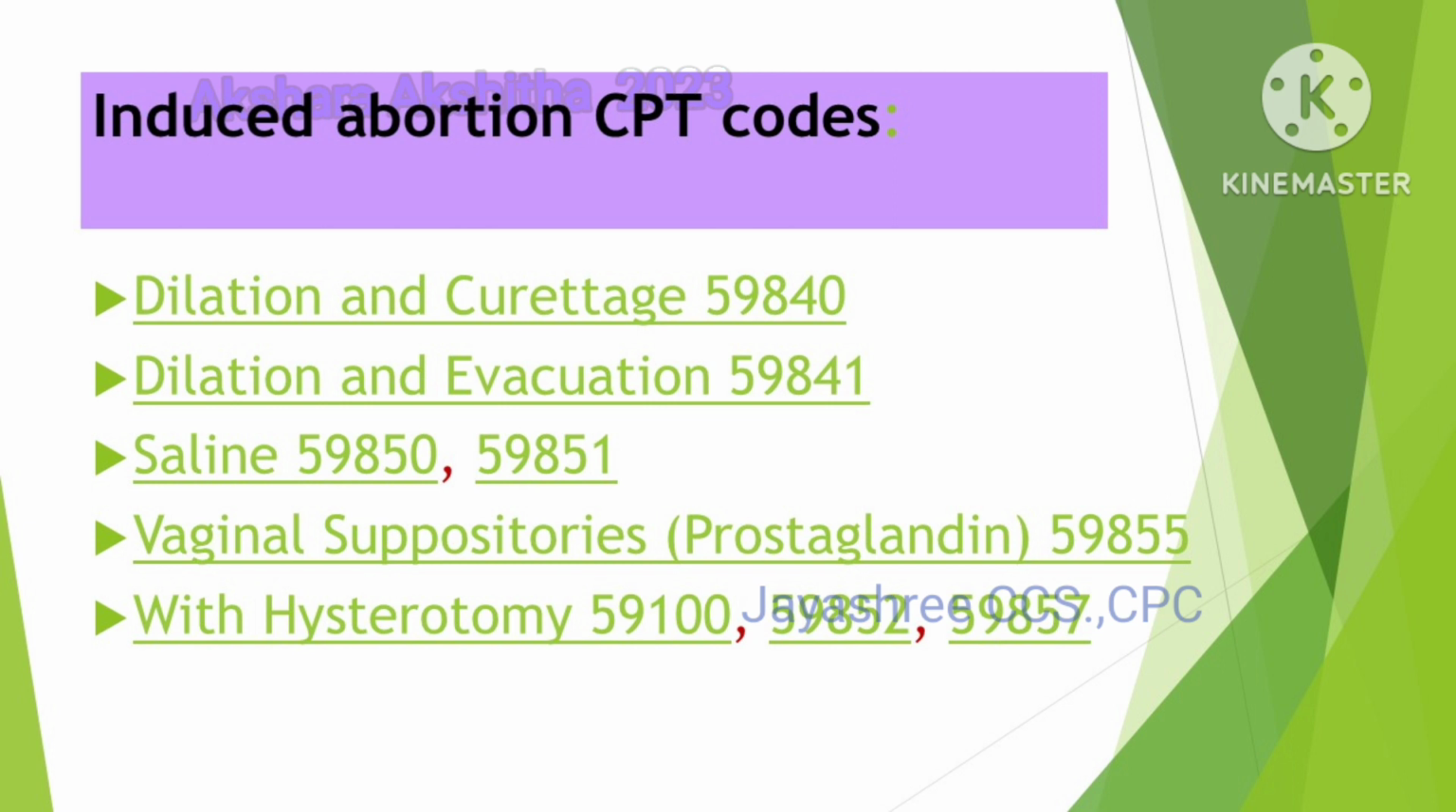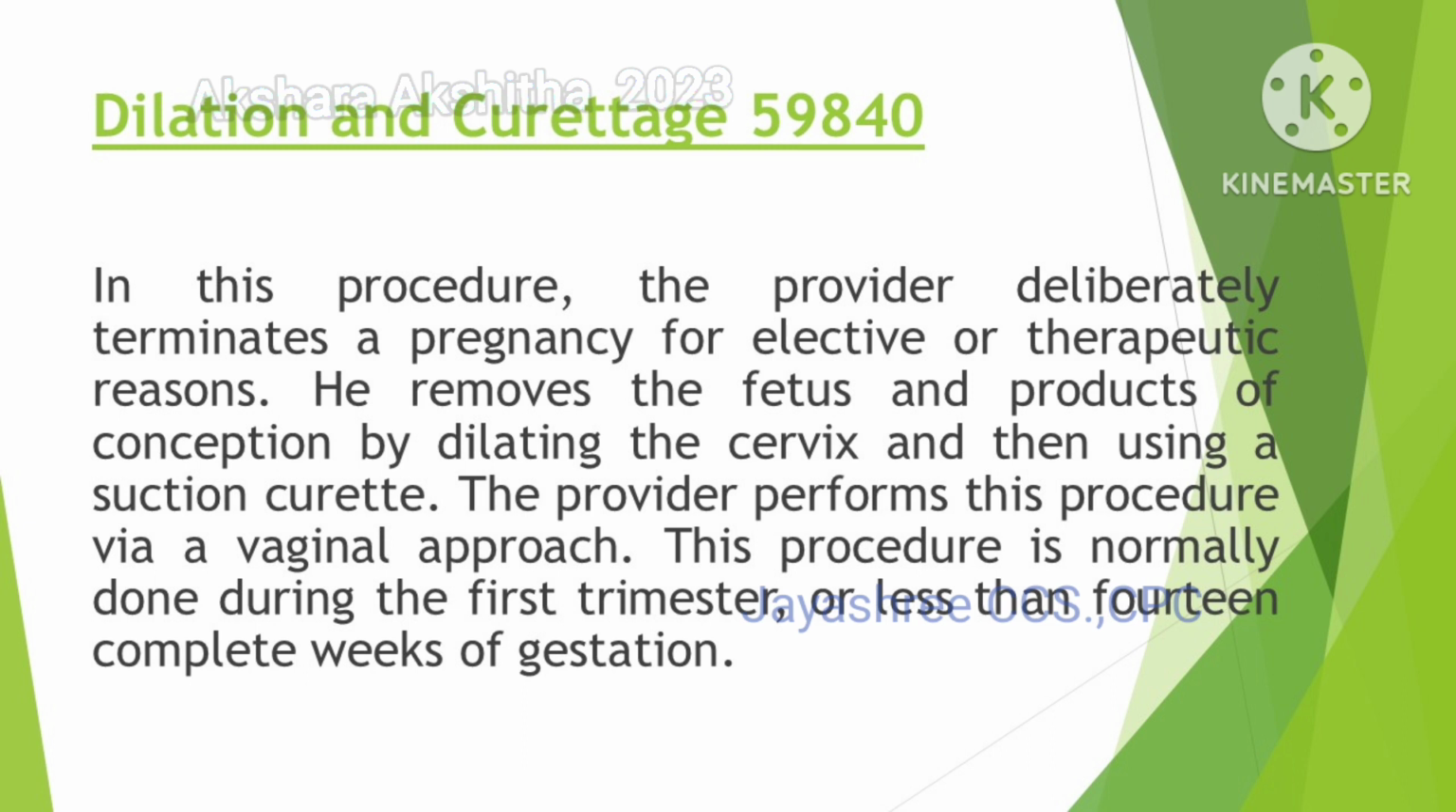So first we will see the D and C code. The CPT code is 59840. How will the doctor perform this procedure? The doctor will terminate the pregnancy for elective or therapeutic reasons. He removes the fetus and products of conception by dilation of the cervix and then using suction curettage. The provider performs this procedure via vaginal approach only. This procedure is normally done during the first trimester, or less than 14 completed weeks of gestation. This is called 59840.